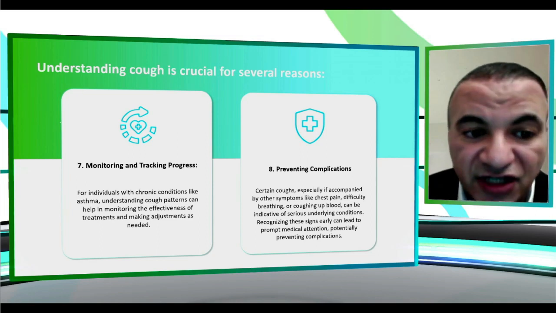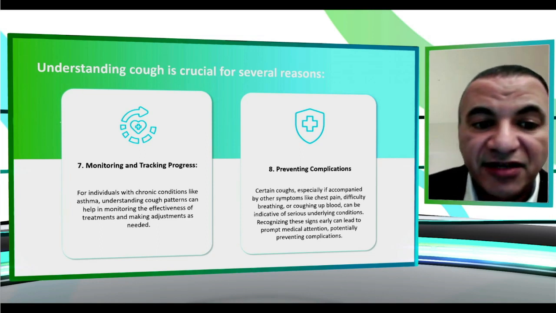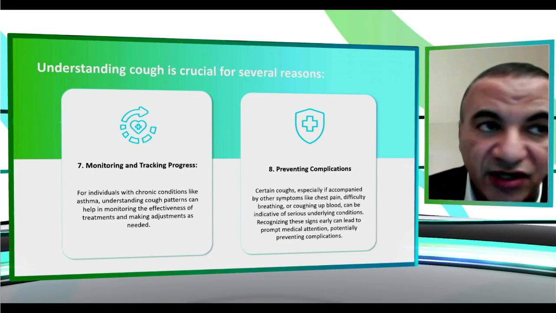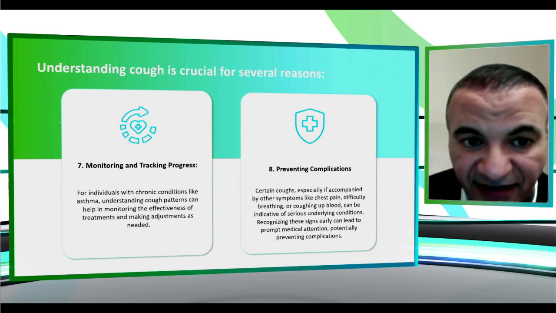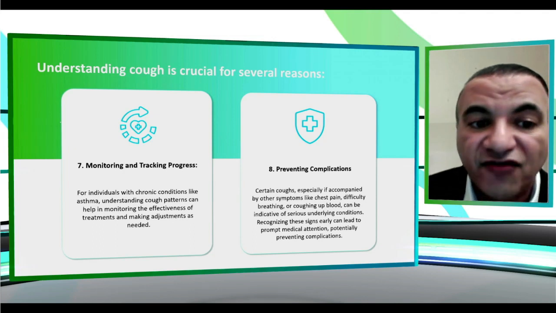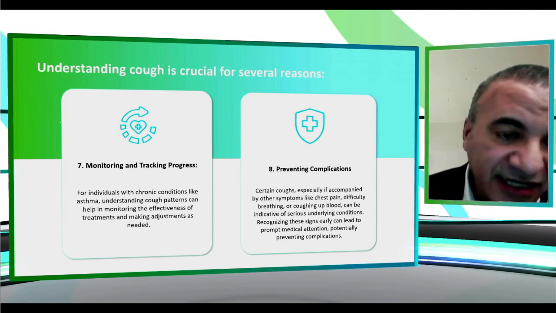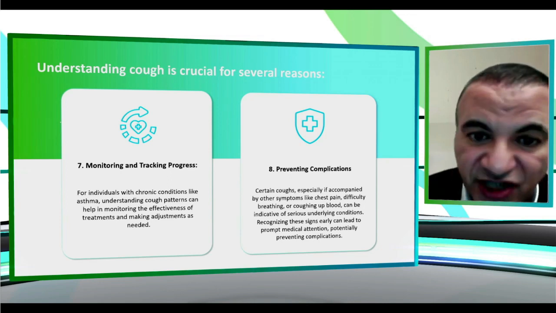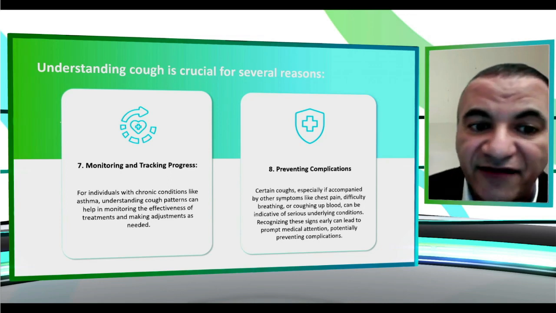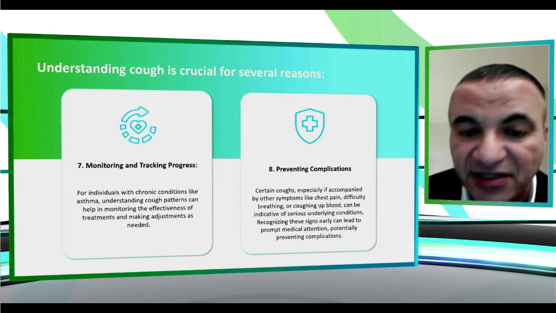Also, for a chronic condition like asthma, understanding cough patterns can help you monitor the effectiveness of the treatment. So you, as a patient or as a healthcare provider, from the severity of the cough, the frequency of the cough, or the type of cough, can know whether your treatment is progressing in a good way or maybe you need to change it. So it's also a kind of follow-up or tracking progress.